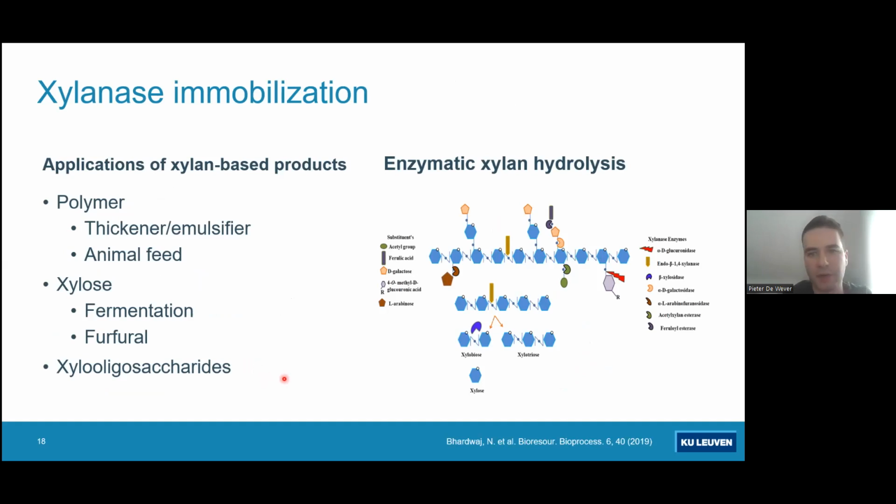If we talk about xylanase, some actually refer to the crude xylan mixture, which is actually a combination of various enzymes which are required to fully break down these polysaccharides. But to obtain xylooligosaccharides, actually the most important one is endo-beta-1,4-xylanase.